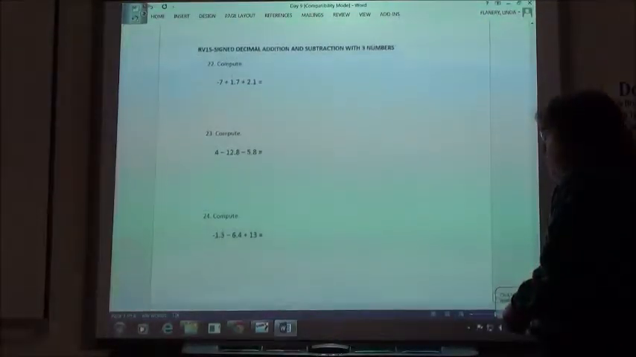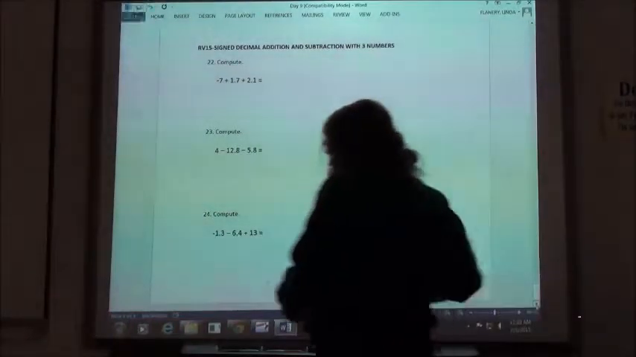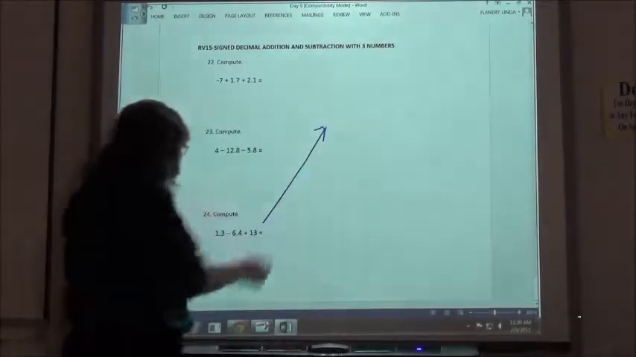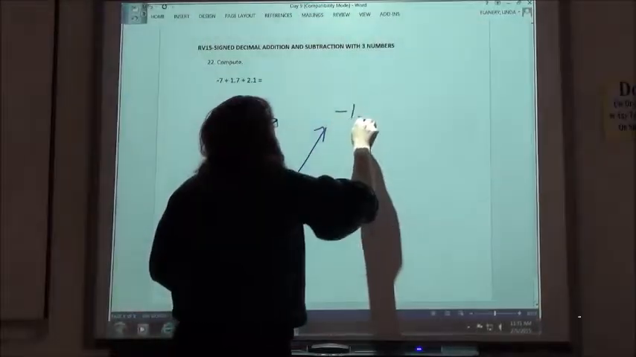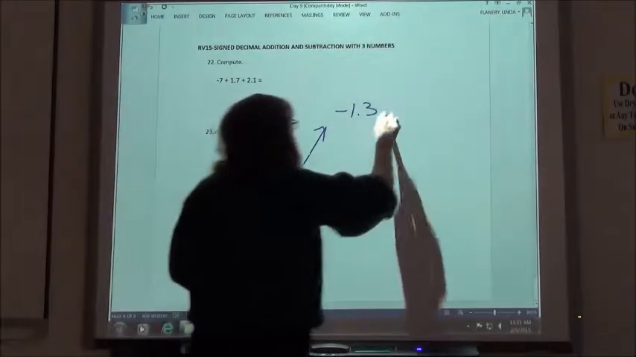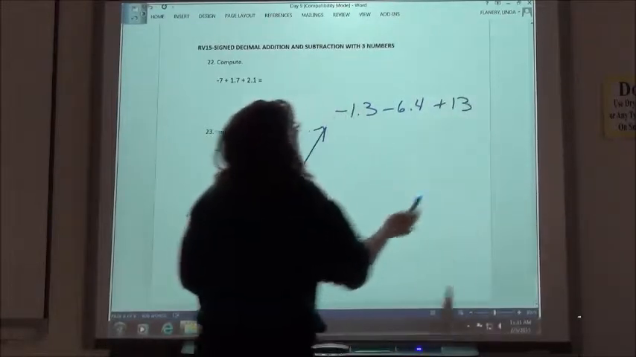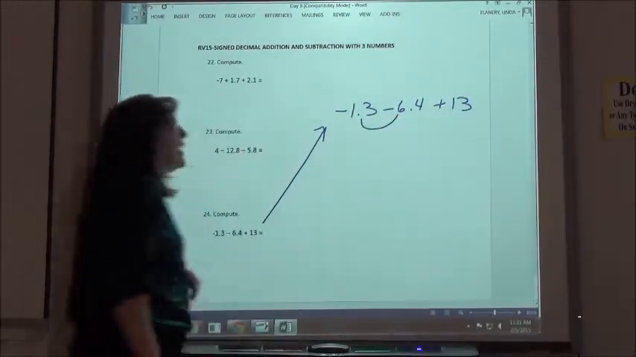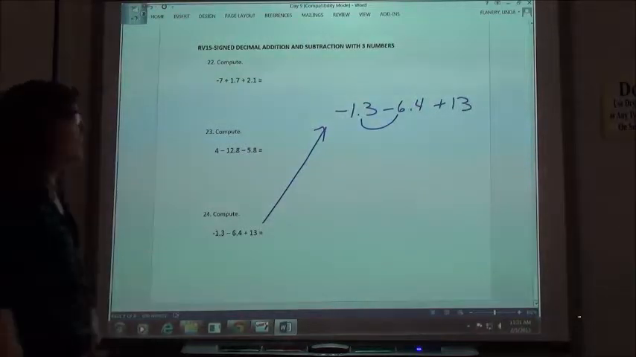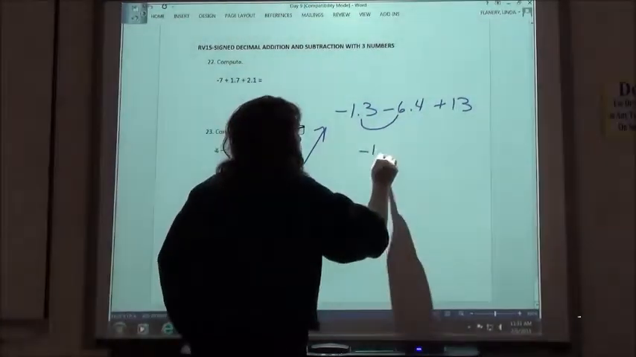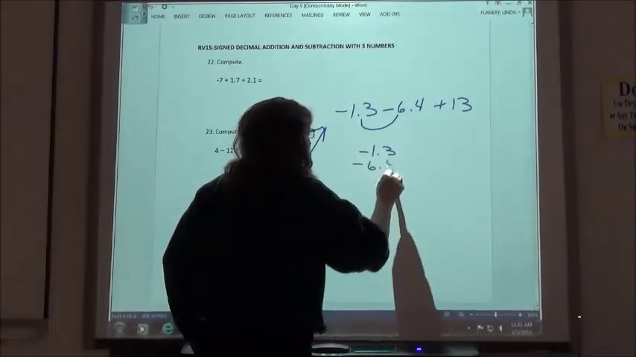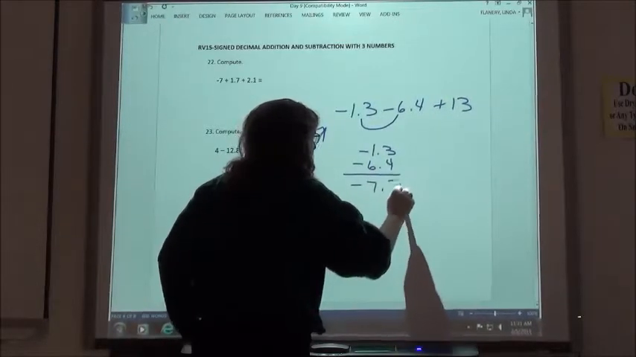And number 24, it doesn't want to let me move the board up any higher. I'm going to write that up here so you can see. It's -1.3 minus 6.4 plus 13. So again, they're going to take the two with the same sign first and add and keep the sign. -1.3 minus 6.4 would be -7.7.